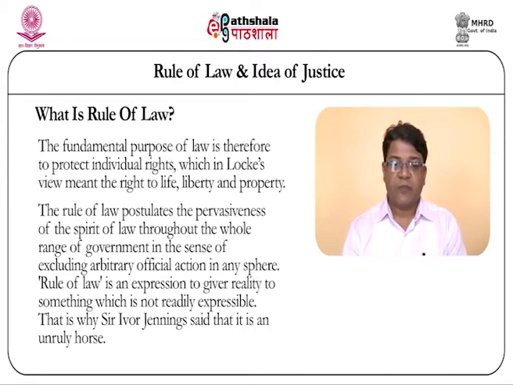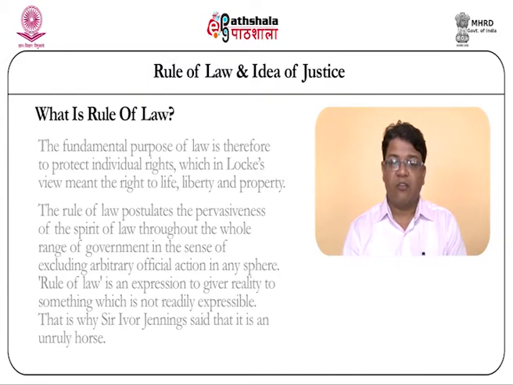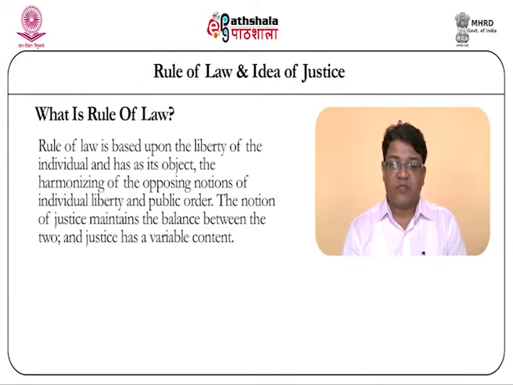Rule of law is an expression to give a reality to something which is not readily expressible. That is why Sir Ivor Jennings said that it is an unruly horse. Rule of law is based upon the liberty of the individual and has as its object the harmonizing of the opposing notions of individual liberty and public order. The notion of justice maintains the balance between the two, and justice has a variable content.